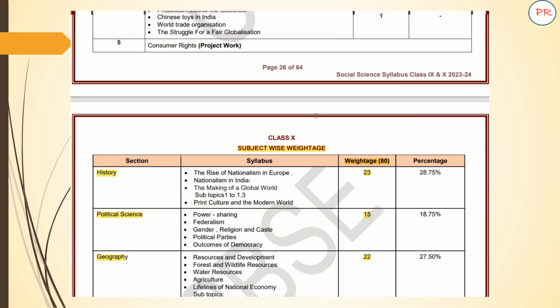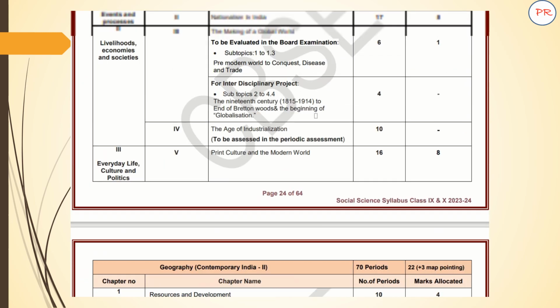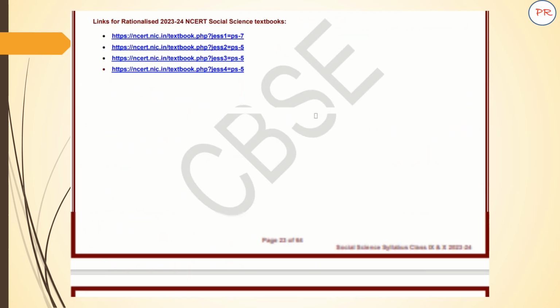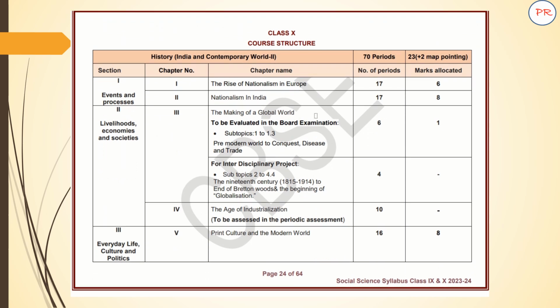Now let us see the chapter-wise mark distribution. Here is the course structure for Class 10. We will talk about history, India and the Contemporary World 2. It will be for 23 marks and 2 marks are allocated for map pointing. It means from the Nationalism in India chapter, some particular things will already be given to you. You only have to write down their names.